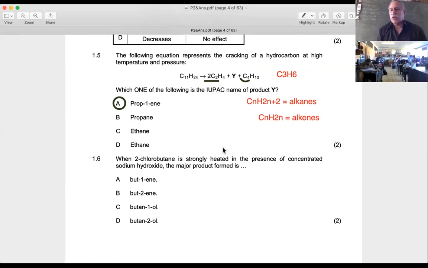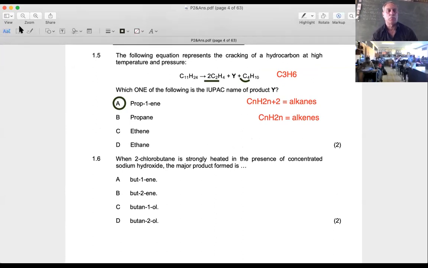Okay. Do you remember what addition was? Addition was when you had a double bonded something or other. When you had something that was double bonded, like you had a C double bond C, and then it went to form C single bond C. And that is known as addition. Okay, do you remember that? That's addition.